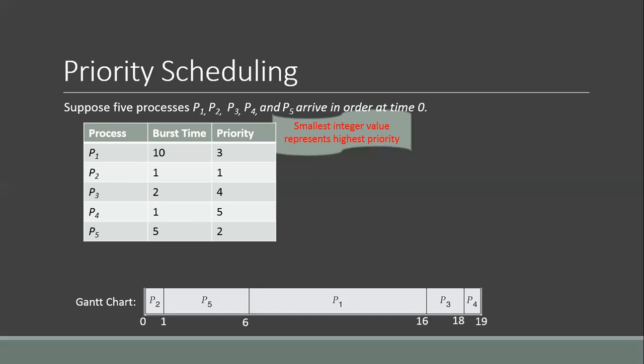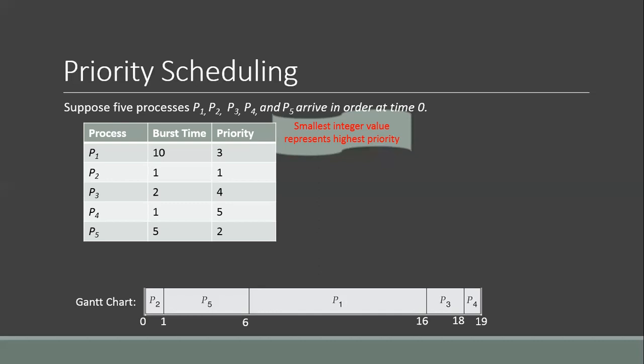After this process has completed its execution, there are 4 processes in the ready queue: P1, P3, P4, and P5. Among these processes, the priority of P5 is the highest. So P5 will be allocated the CPU and start running. It will complete its execution at time 6, after which we will select the next highest priority process.